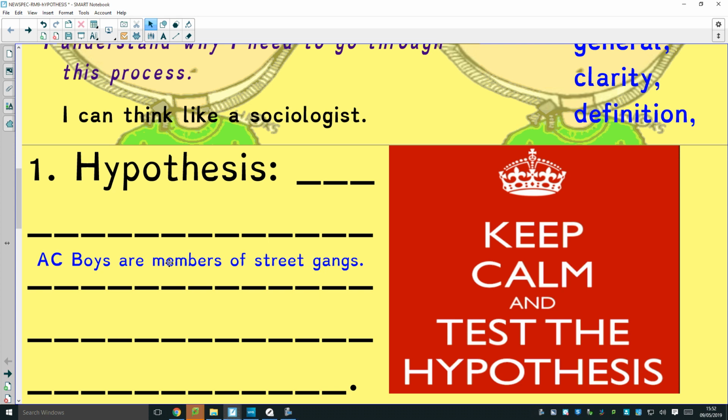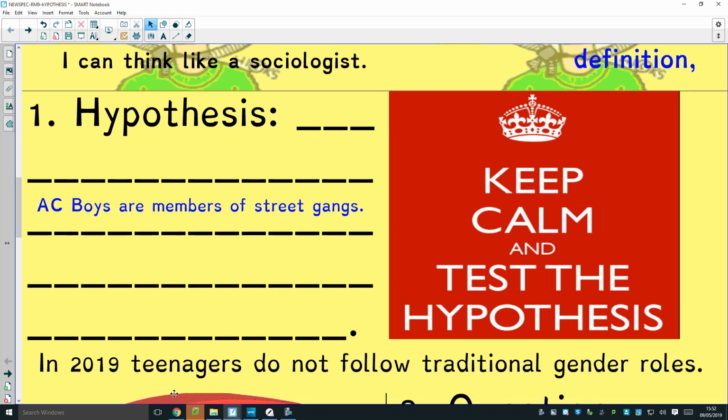If you were doing this area of research, you probably wouldn't use a hypothesis like that because you'd easily prove it wrong. Or you might say in 2019, teenagers do not follow traditional gender roles. You would then test that hypothesis to find out if that's true or false.